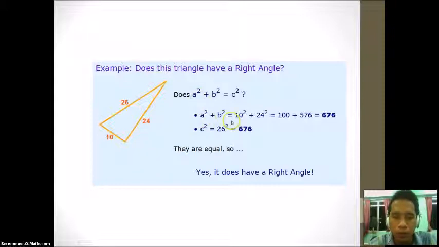So a squared plus b squared equals 10 squared plus 24 squared, which equals 676. So then we calculate the hypotenuse value. 26 squared is equal to 676. So we can see that the left hand side is equal to the right hand side. So if it is equal, it's proven that this triangle is a right angle triangle.